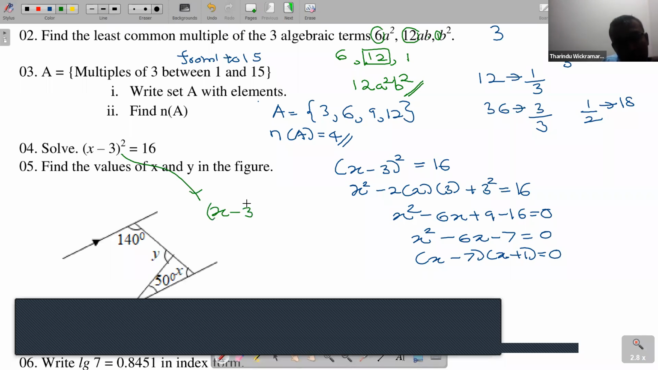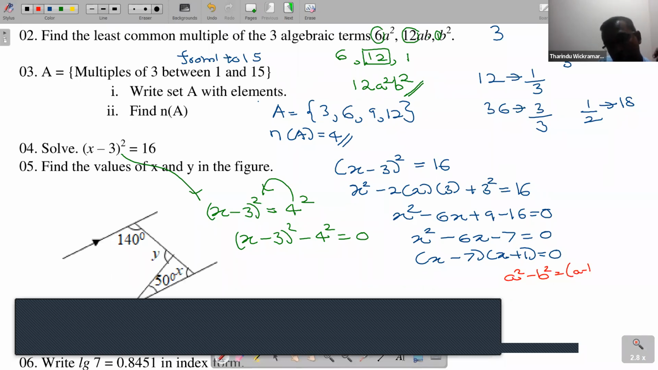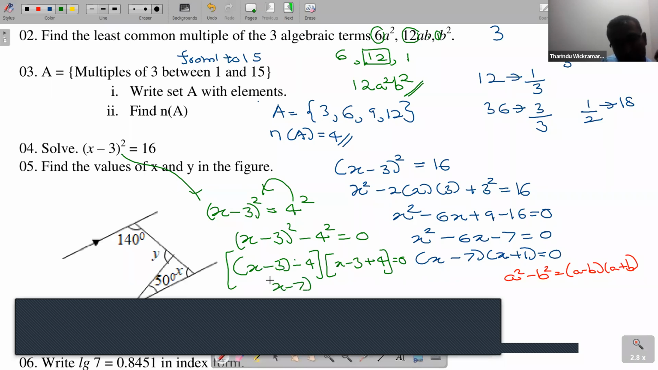I can see 16 as 4 squared. Then I will take this 4 squared to this side. Then this is like a squared minus b squared. Then what are the factors? a minus b, a plus b. Otherwise, a plus b, a minus b. No matter. Then x minus 3 is a now. What is b? b is 4. Minus 4. Then a is x minus 3, and plus b is plus 4. So minus 3 minus 4, x minus 7, x plus 1.